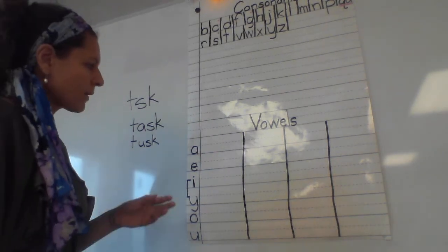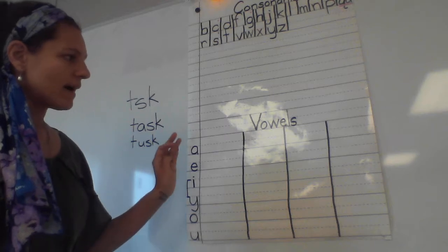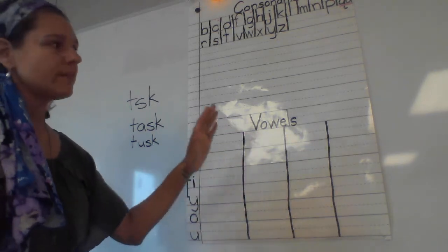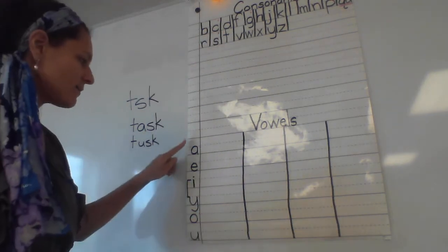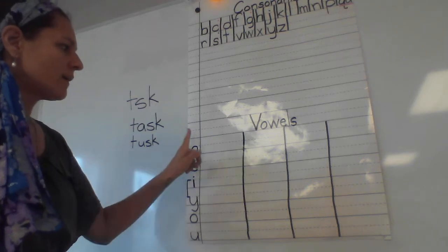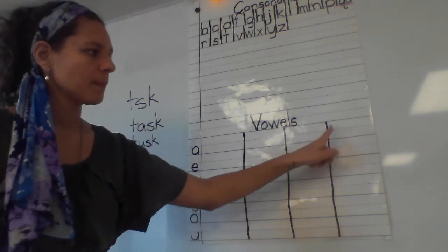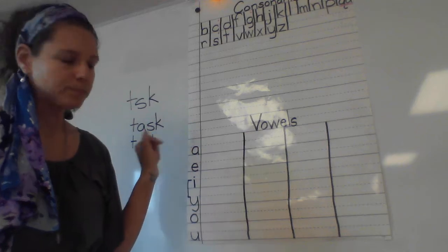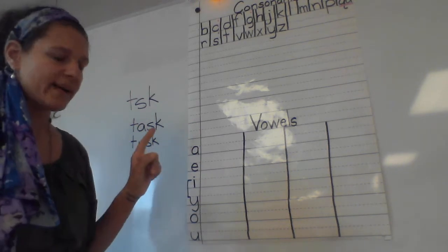All right. So as you can see, our vowel section looks a little bit different than our consonant section because our vowels are on our side here, and then we have up to 4 spaces here. And I'll show you why that is.